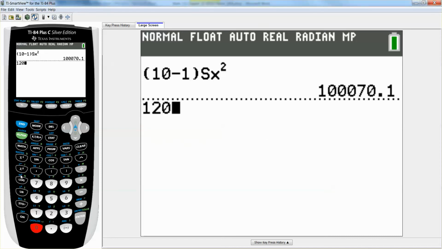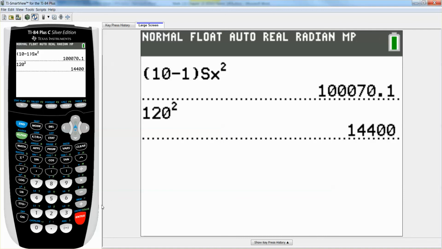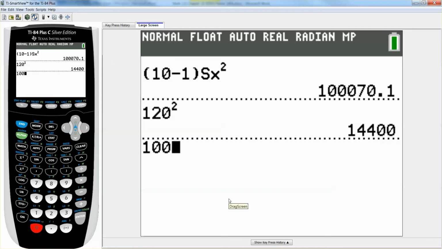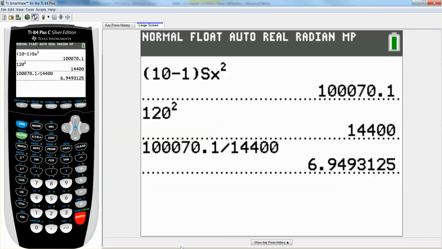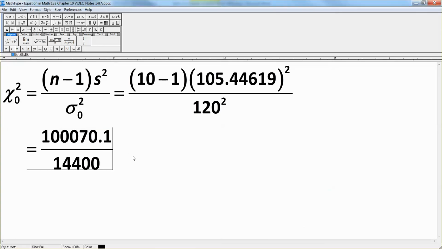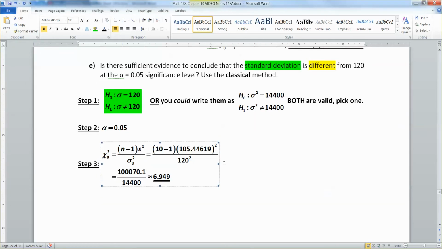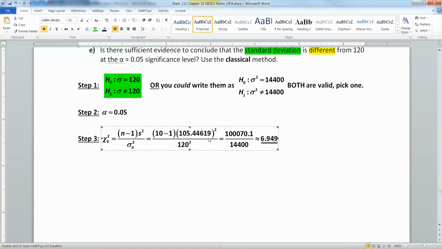All right, I just redid this calculation so you can see it. And remember, we already know that 120 squared is 14,400. So now we need to take 100070.1 and divide it by 14400 in order to get our test statistic. So it's 6.949. So I take this and I divide and I get 6.949. That is the test statistic right there. That's step 3. There you go. Beautiful. As a matter of fact, it all fits in a line.